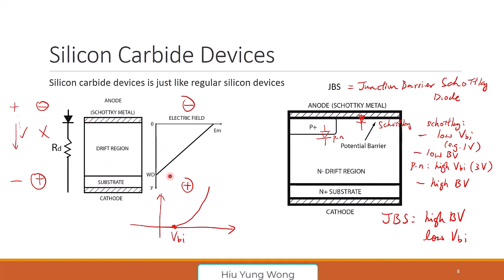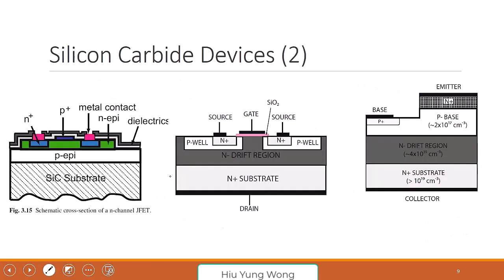Any other questions? What else do we have? A lot of stuff, right? You may not understand, and you will feel it is too much, but I just need to tell you the terms. What else is out there? Junction FET, JFET. So what does it do? Let's look at this one.